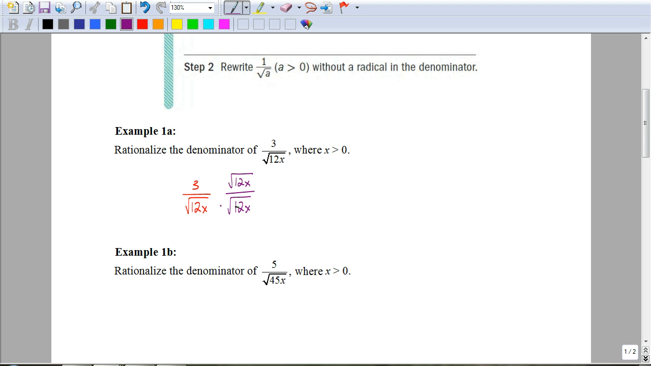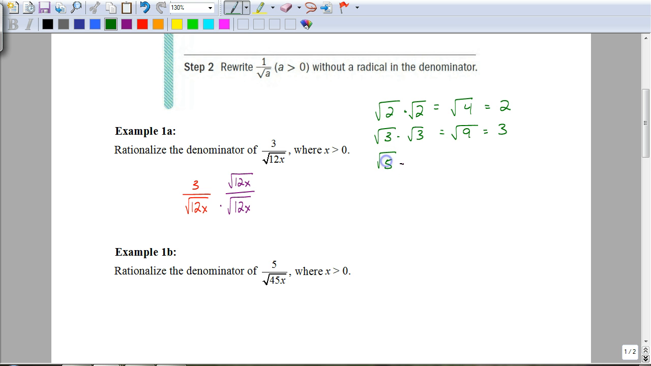So let's focus on the denominator for a second. Square root of 12x times the square root of 12x. Well, let's think about something else. Let's say if I had the square root of 2 times square root of 2. Well, square root of 2 times square root of 2 is square root of 4, and we know the square root of 4 is 2. So square root of 2 times square root of 2 essentially is 2. Square root of 3 times square root of 3, well, that's square root of 9. We know square root of 9 is 3. So square root of 3 times square root of 3 is 3. Hopefully you get the pattern here.